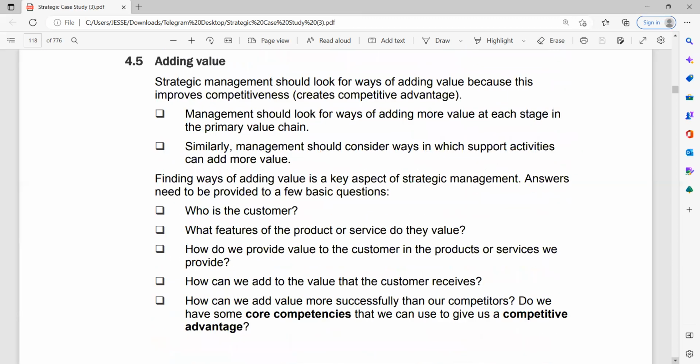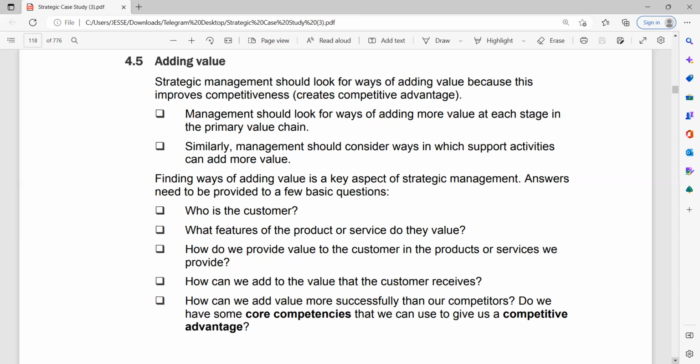Now let's talk more about adding value. Strategic management should look for ways of adding value because it improves competitiveness. We already talked about this, right? You should always look for ways you can add value at each stage in the value chain. And also you can add value through the support activities. So always finding ways to add value is very, very crucial.